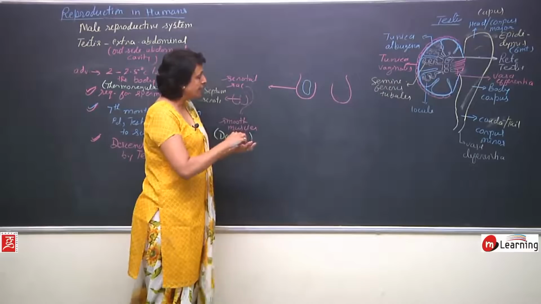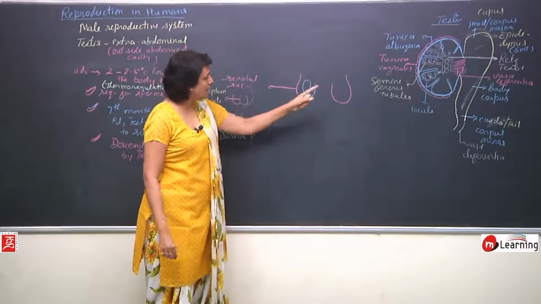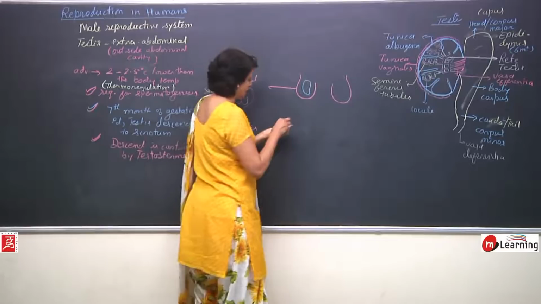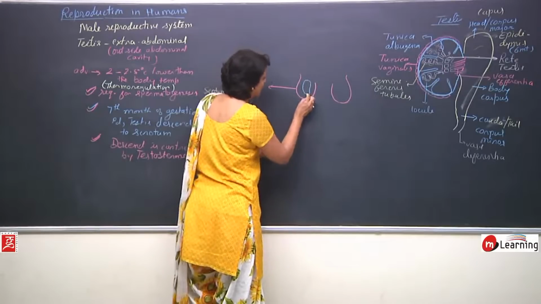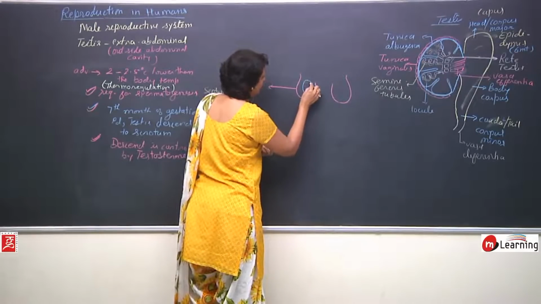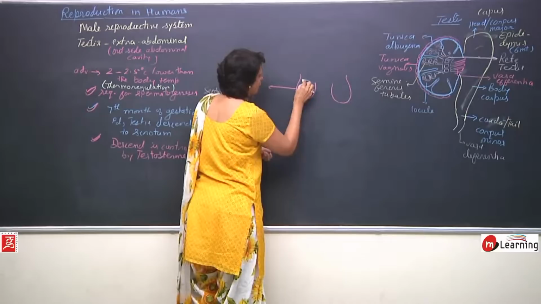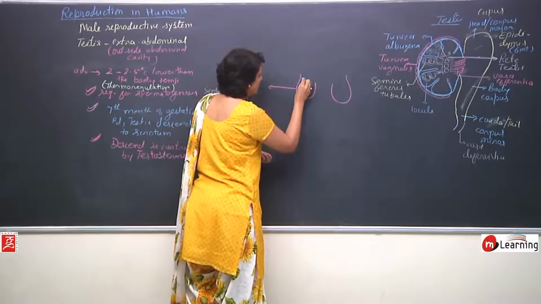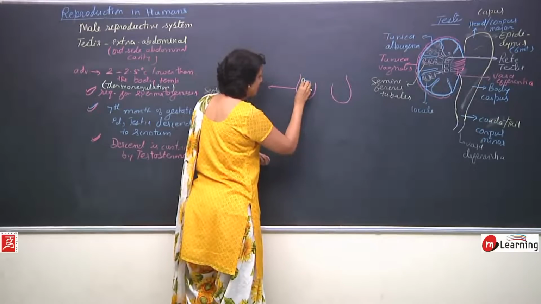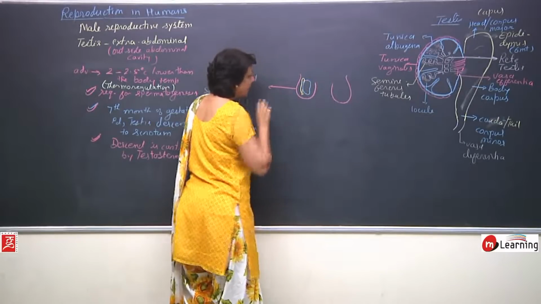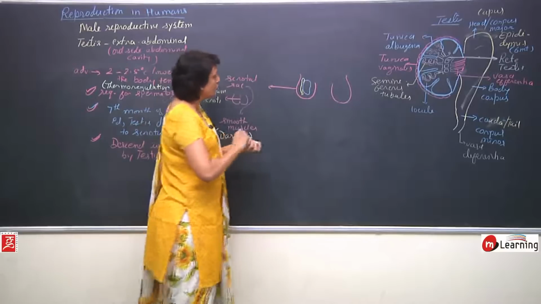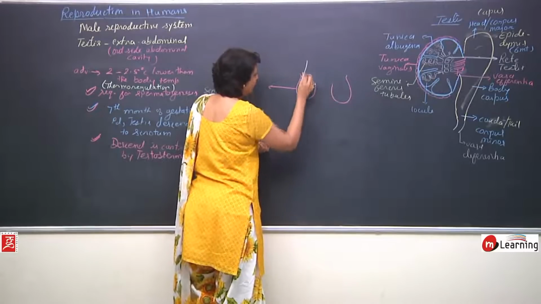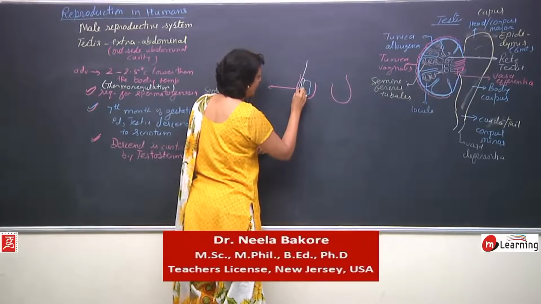So now let us show the epididymis here. We have seen the internal structure. So let us show this epididymis. The epididymis is on the posterolateral side. And a tube connects from the lower part and it goes up.